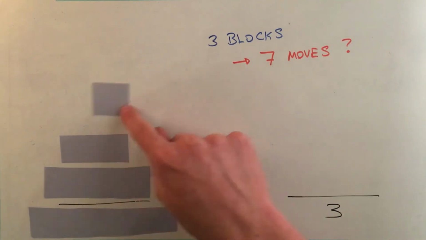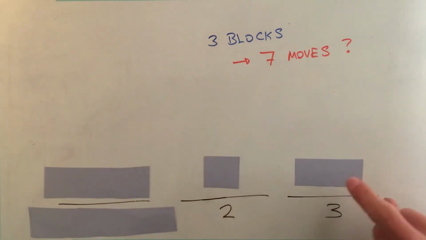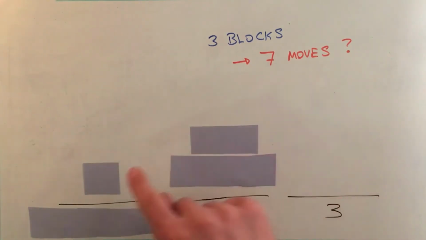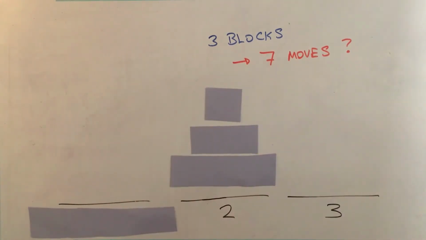We move the first block, then the second, then we stack the first block on top of the second. Next we move the third block, and then reassemble the first 2 blocks on top of the third. This is the same process as when we moved the 3-block tower.